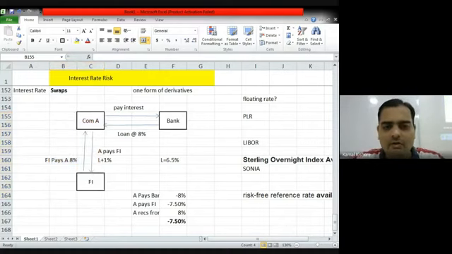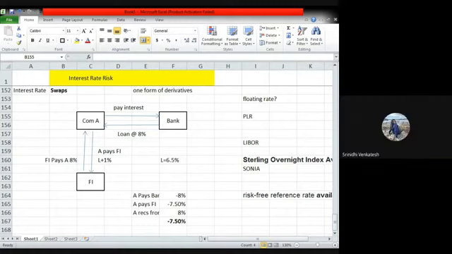Did we understand this? Anyone has any doubt? Srinidhi, following? Yes, sir.